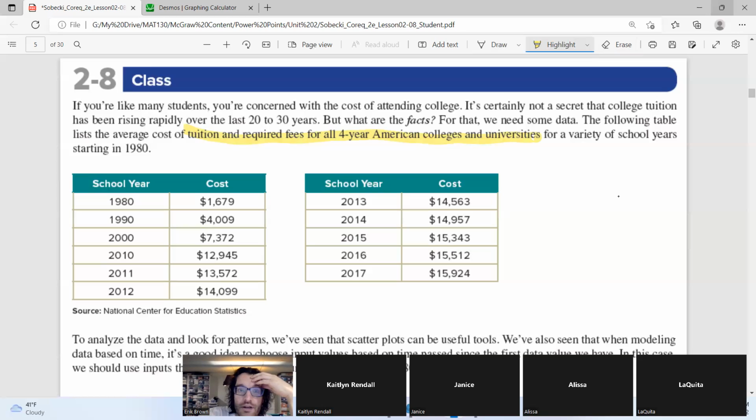Now, you need to note something. Thank you, Janice. Page 239, everyone, is what page this is on, if you didn't notice the chat. Notice that we're told what X is. It's the year since 1980.